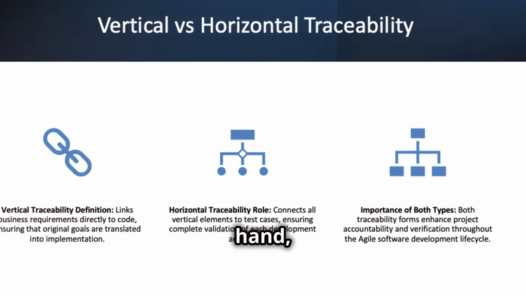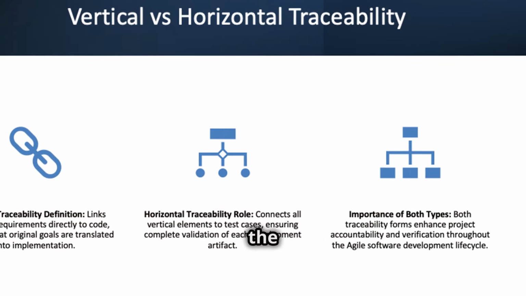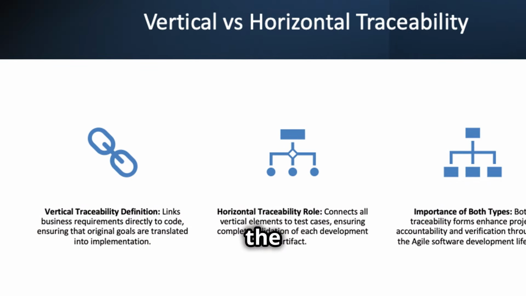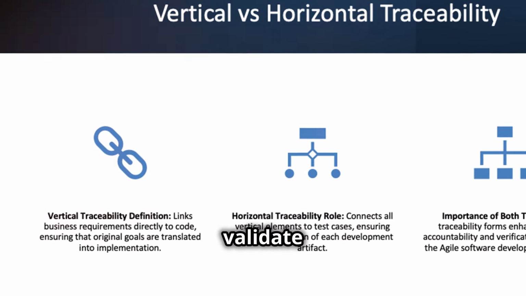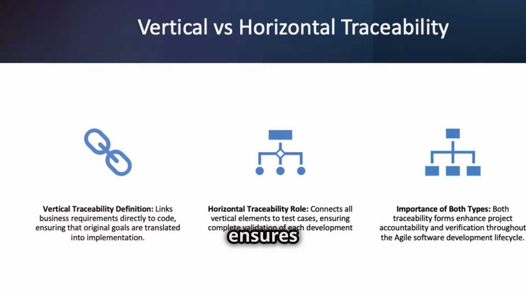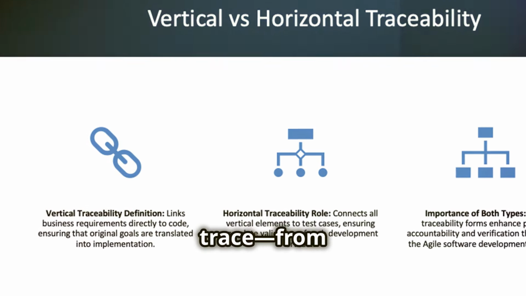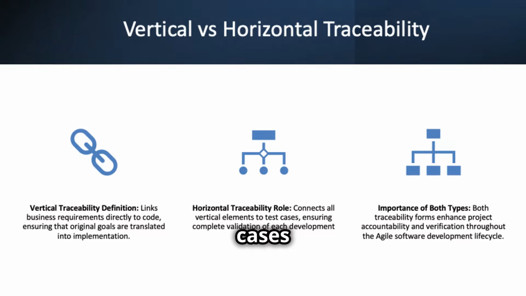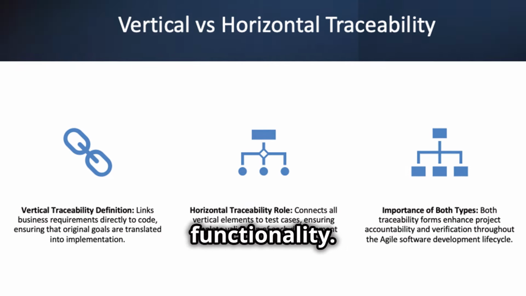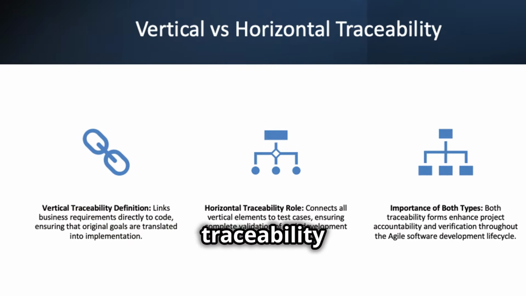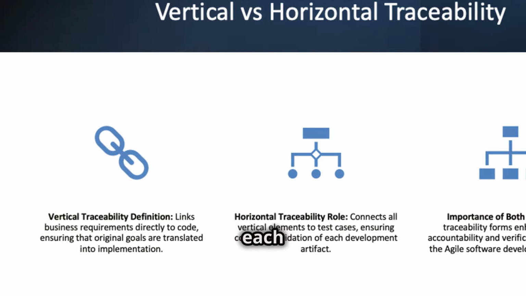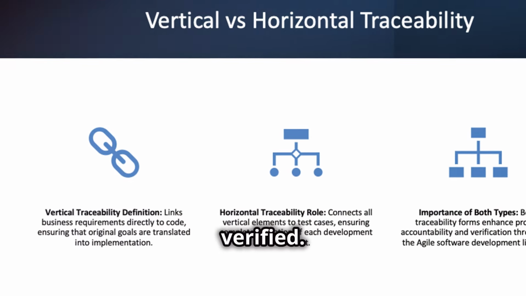On the other hand, horizontal traceability refers to the connections between steps in the vertical traceability process and the tests that verify and validate each of these steps. It ensures that every element of the vertical trace, from requirements to code, is linked to test cases that confirm the correct implementation and functionality. Horizontal traceability ensures full coverage of requirements through testing, making sure that each part of the system is adequately verified.